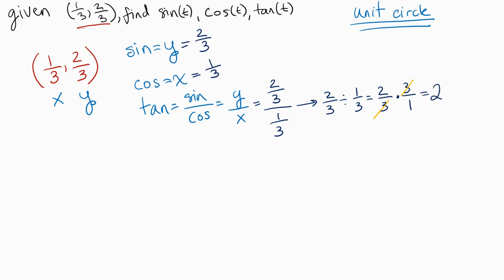Now, this is all we're going to need to do for this problem. I mean, we can list it below just so we have it all kind of clean. Sine is 2/3, cosine 1/3, tangent equal to 2.